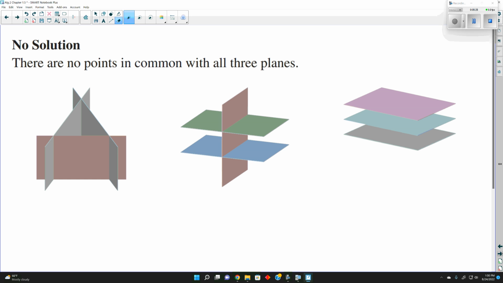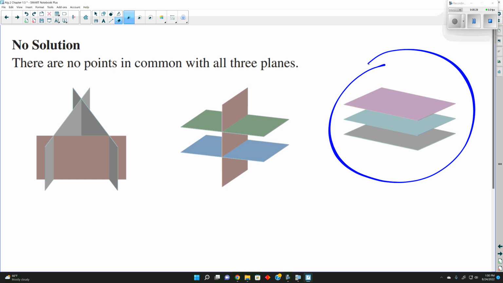And the last one's no solution. Well, the one of these three that makes the most sense is this one here, because all three planes are parallel, they don't cross, they never intersect. There is no solution. But if we look at the other two here, for any of these planes, only two of them cross at any given point.